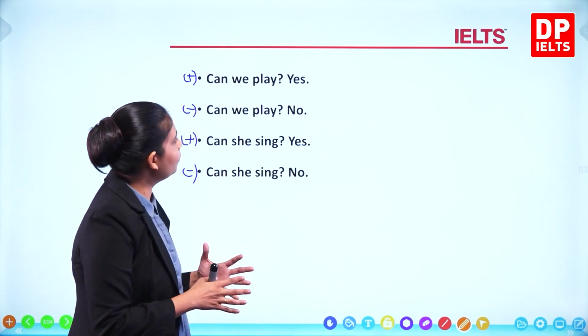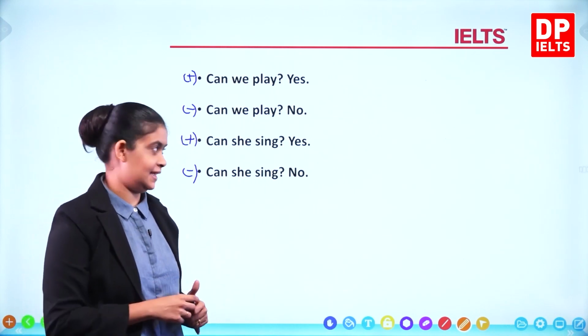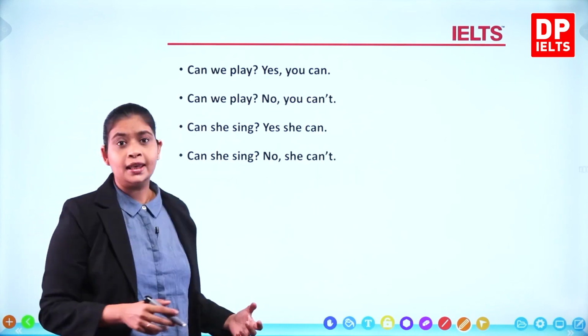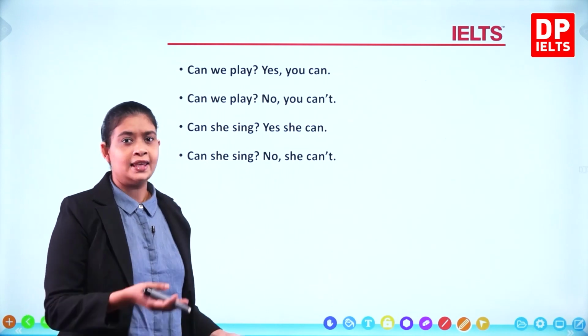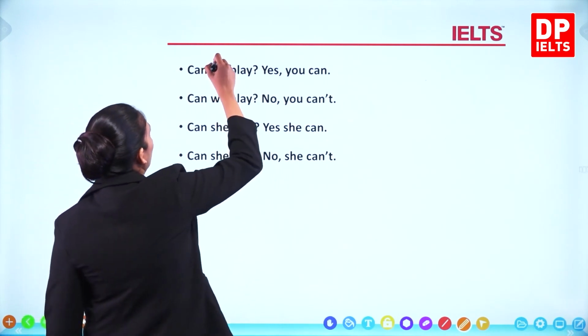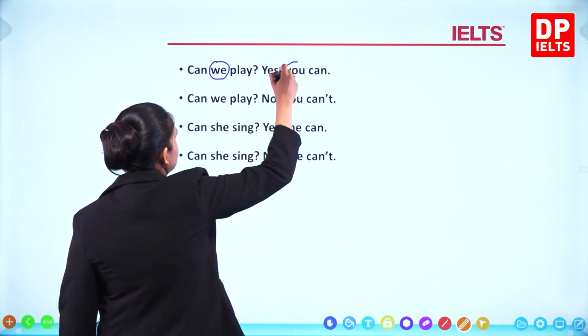So now we are going to have a look at extending the sentences like before. Can we play? Yes, you can. Okay. Can we play? Yes, you can.